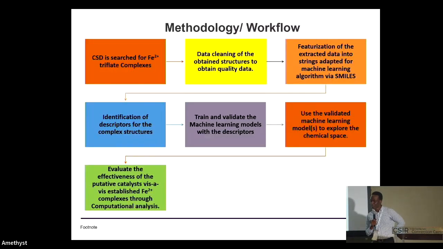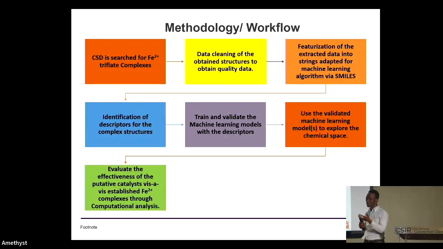All right, next slide. Okay, so our methodology and workflow: the first thing we needed to do was to search the Cambridge crystallographic database to see the number of structures of those compounds that have been reported. There were about 86 or 87 of those complexes. Then there was a necessity to clean the data. Not all the crystal structures that were reported were of good quality, so we needed to go through them and screen out those that were not.